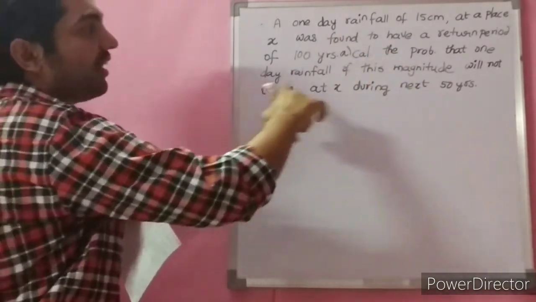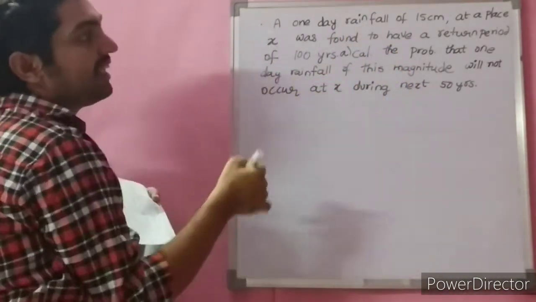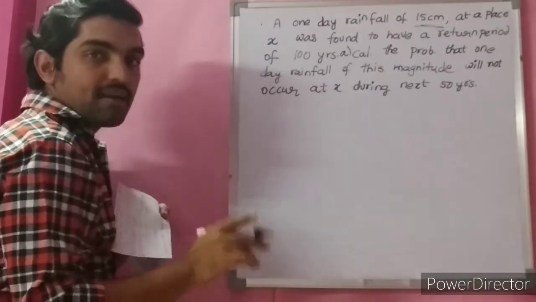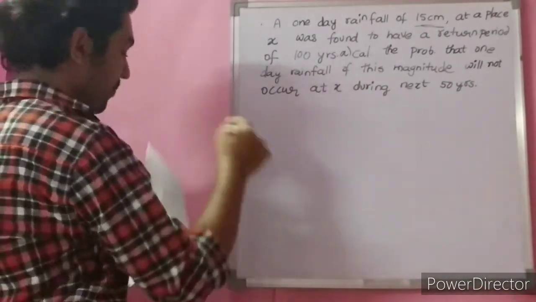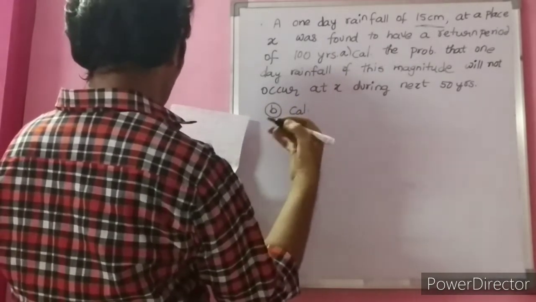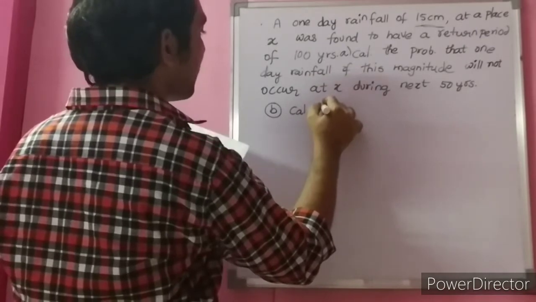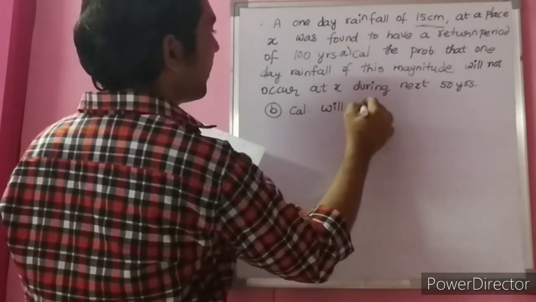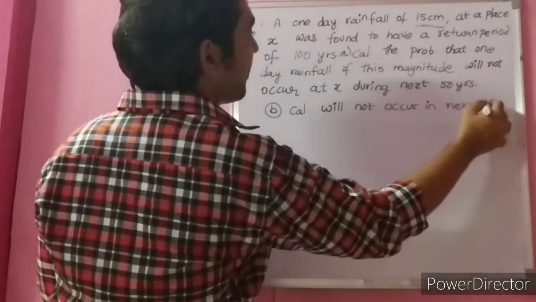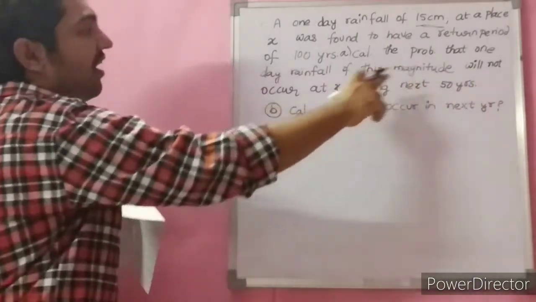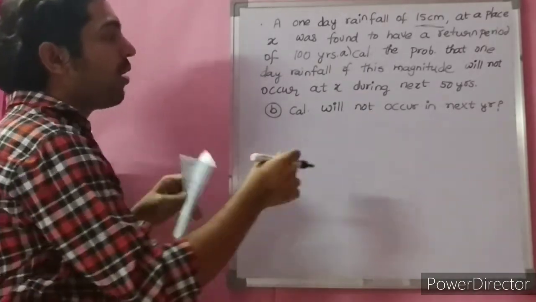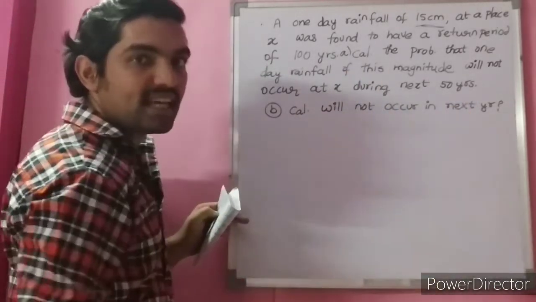Calculate the probability that one day rainfall of this magnitude, 15 centimeter, will not occur at X during the next 50 years. This 15 centimeter refers to the magnitude of the rainfall. And secondly, he is asking the probability that it will not occur in the immediate next year, within 1 year.